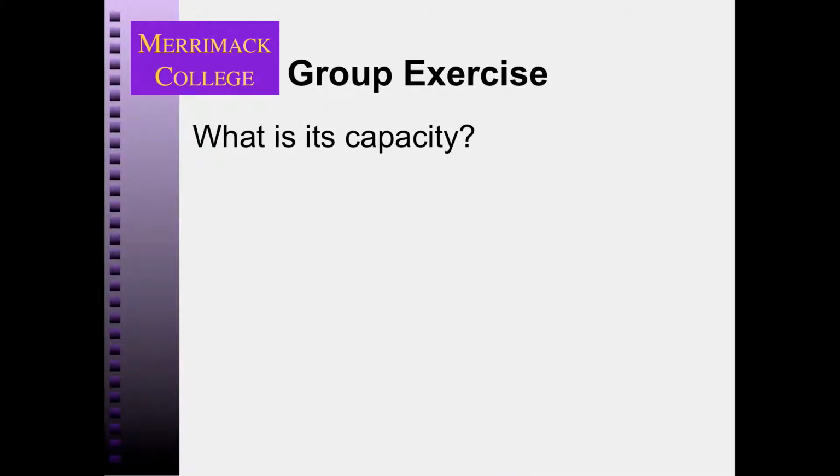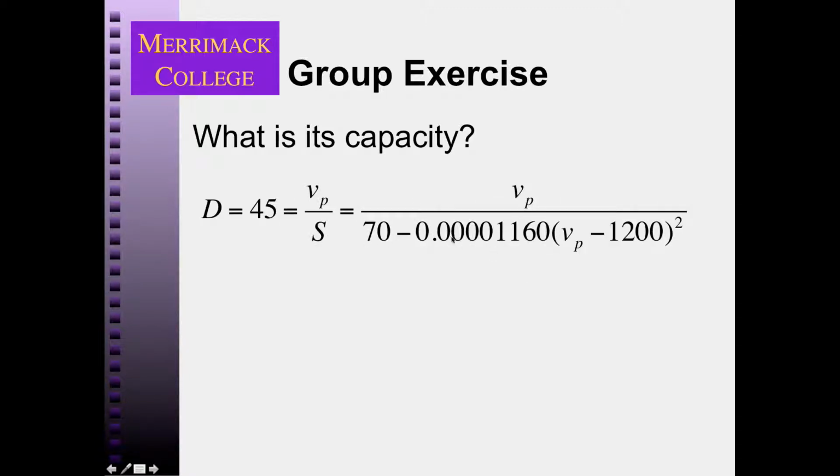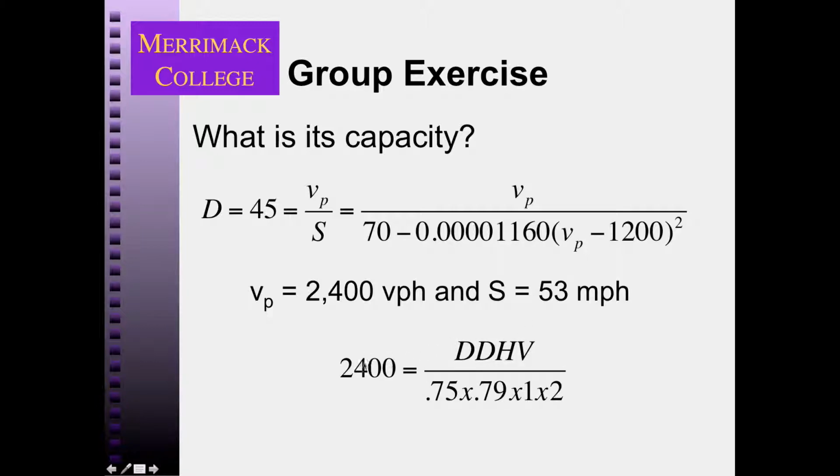What about if we wanted to find the capacity of this road? Well, we could just solve for V sub P. Clearly, we would need to use speed in this case, not free flow speed, because we're at capacity, we're well beyond that dividing line. And so basically just solve for V sub P, 2,400 vehicles per hour, the speed comes out to 53 at capacity. And then plug that into the equation for V sub P and solve for the design hourly volume of 2,844.